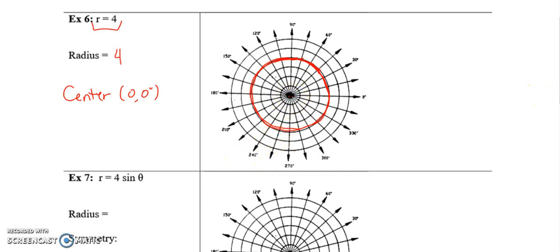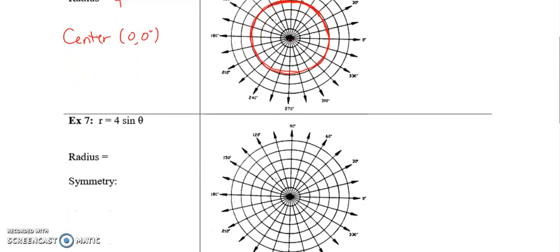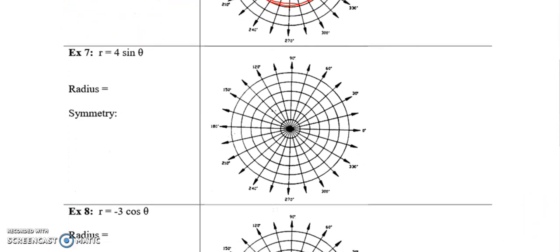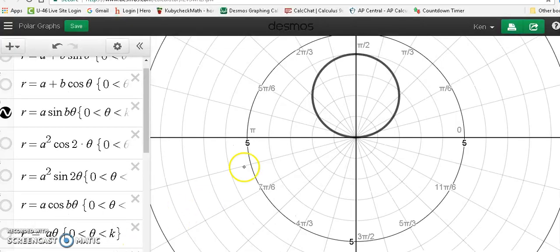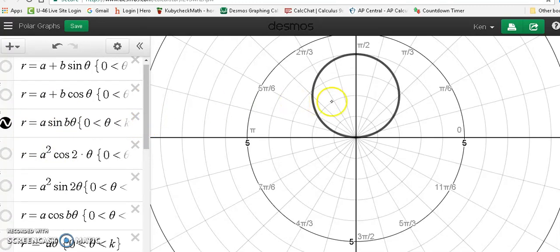So let's take a look at this one here: r equals 4 sine theta. What does that look like? Well, if I take a peek over here at Desmos, here it is. Here we have a to be 4, so that's 4 sine theta.